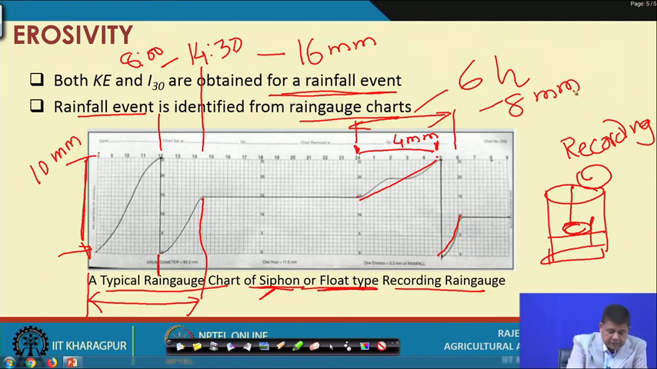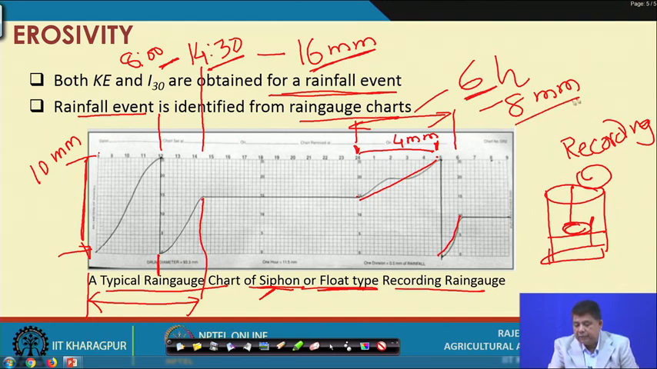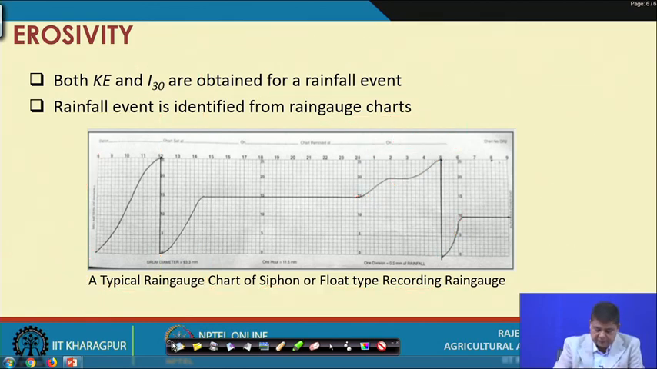So, on this particular day for which this chart is taken, there are two rainfall events. One continues from 8 o'clock in the morning till 2:30 in the afternoon and has 16 mm of rainfall, whereas the second event starts at 12 midnight and continues till 6 o'clock in the morning, and the total rainfall is 8 mm. So, this is how we can identify a particular rainfall event, and this is how we can calculate both kinetic energy as well as I30 from a given rain gauge chart.